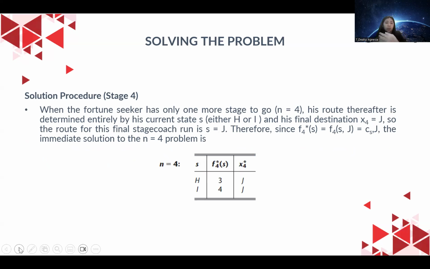Here we start by solving the problem for the last stage, which is stage 4. At this stage, the traveler has only one more run to reach the destination, and the cost from H to J or I to J is straightforward and shown in the table here. For example, the cost from state H to J is 3, and from state I to J it's 4.